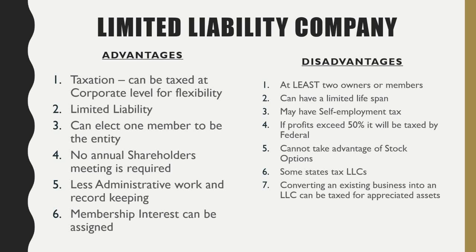All right, all profits exceed 50% will be taxed, all right, by the federal. So again, when you distribute your taxes, or when you distribute your profits, right, if you make more than 50% of your profits, right, you will be taxed. That's a pretty straightforward claim, right? If you make too much money, you're gonna get taxed.